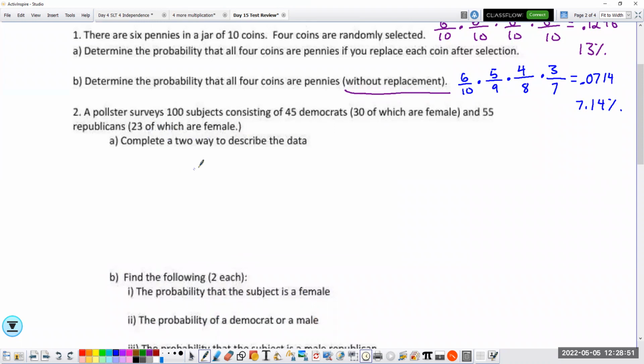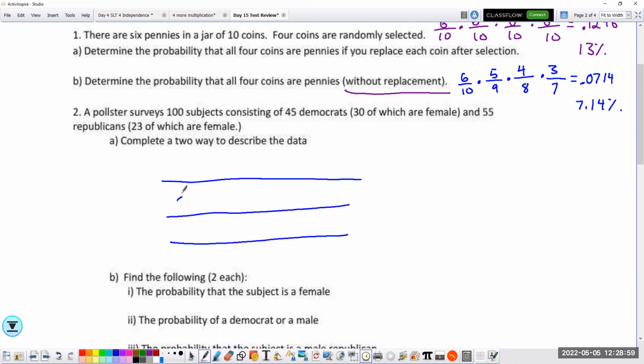A pollster takes 100 subjects consisting of 45 Democrats, 30 of which are female, and 50 Republicans, 23 are, okay, so we need to create a two-way table for this data. I'm going to call this D for Democrats. That's way easier. We have D for Democrats and then not Democrats. We have female and not female.